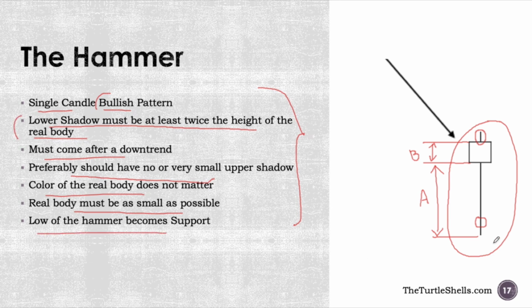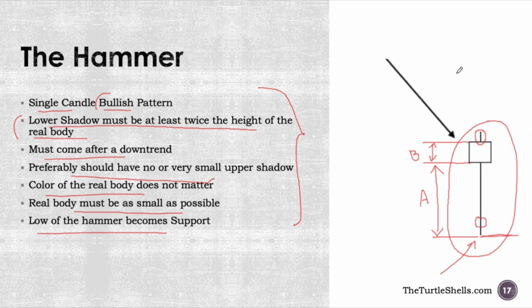And the low of the hammer becomes support. So this is where the bulls have pushed the price up. So the low of the hammer becomes our support area. Support area simply means that the bulls are not allowing the price to go below that level.